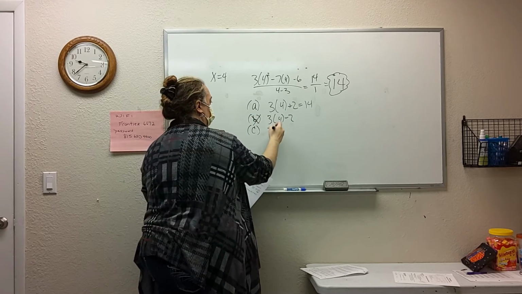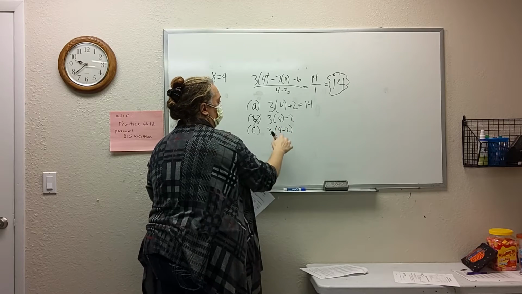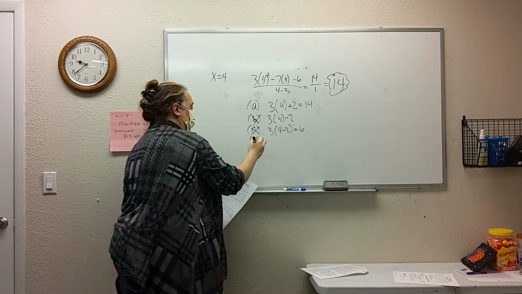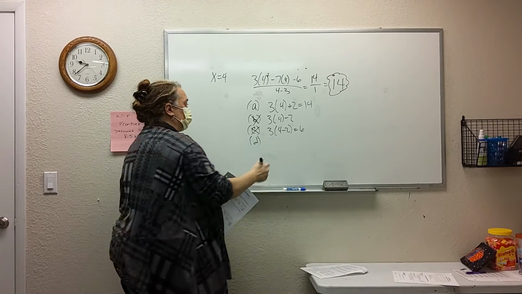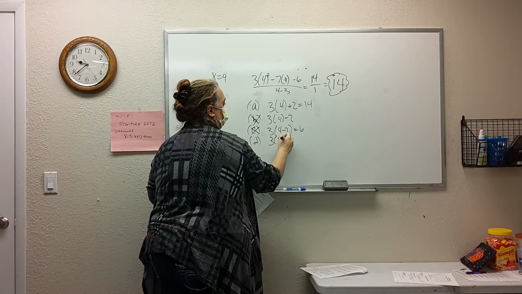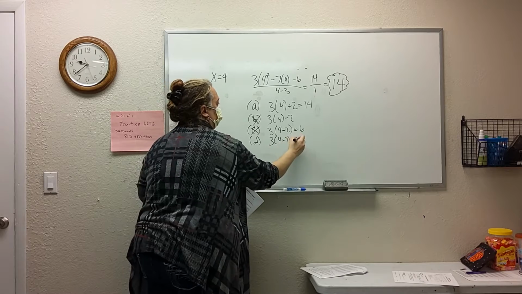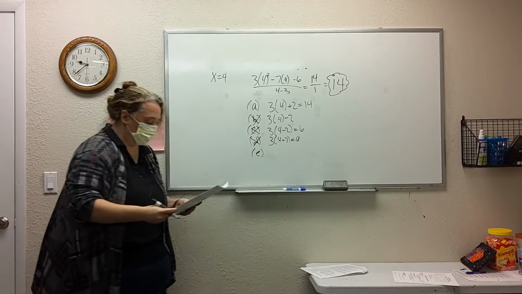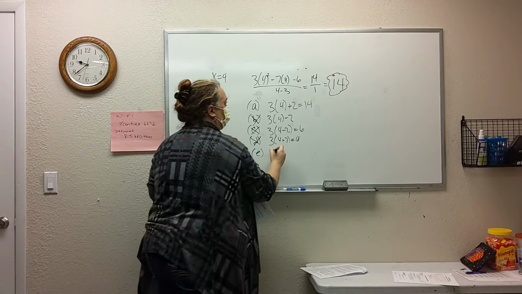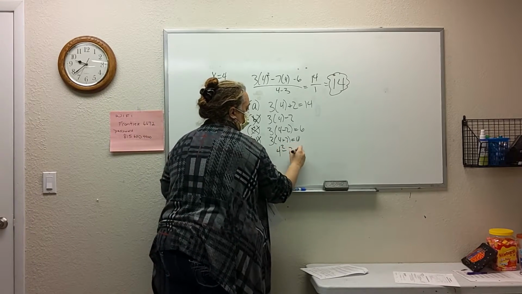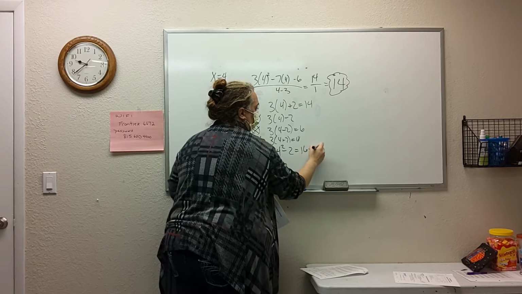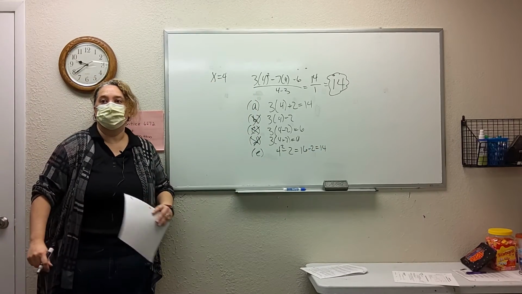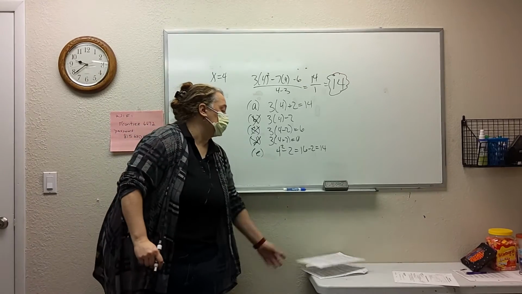C, 3 times 4 minus 2. 4 minus 2 is 2. 2 times 3 is 6. That fails. D. 3 times x plus 2, so 3 times 4 plus 2. 4 plus 2 is 6. 6 times 3 is 18. Also not 14. E, x squared minus 2. 4 squared minus 2. 4 squared is 16. 16 minus 2, uh-oh. That's a problem. I got 2 of them that give me 14.